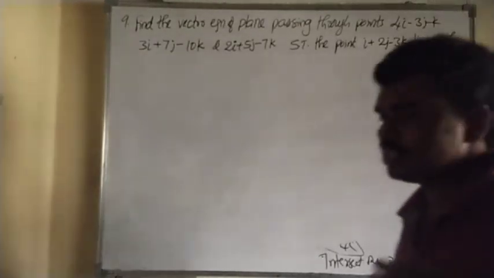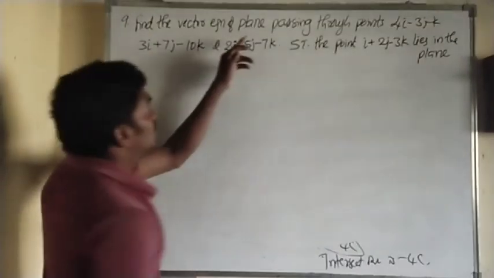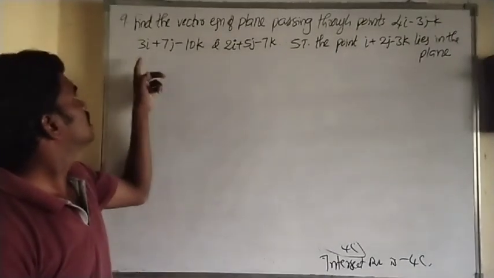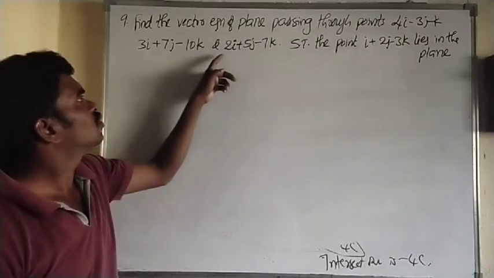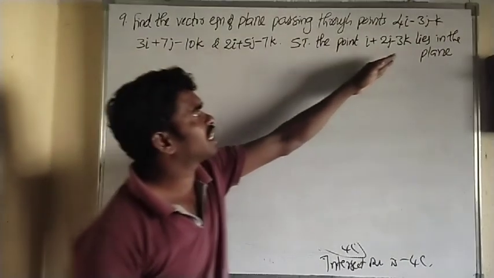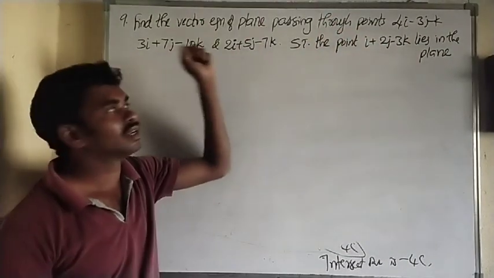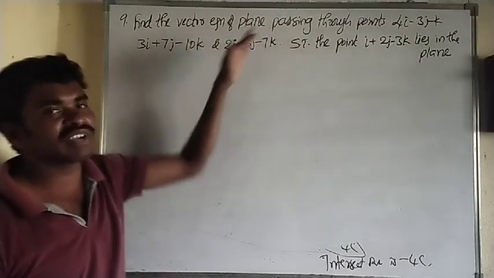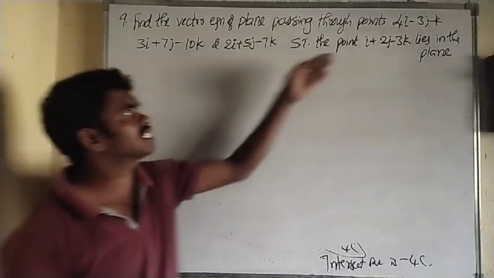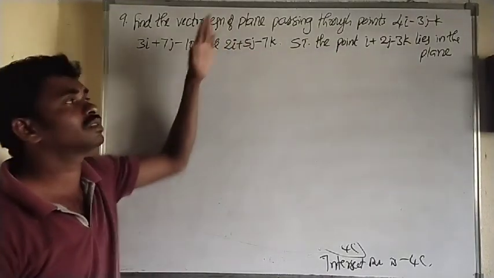Okay, next, ninth question. Find the vector equation of the plane passing through the points 4i minus 3j minus k, 3i plus 7j minus 10k, 2i plus 5j minus 7k. Show that the point i plus 2j minus 3k lies in the plane. Passing through these points gives a plane equation. Then, after finding this plane equation, we should prove that this point lies in that plane.